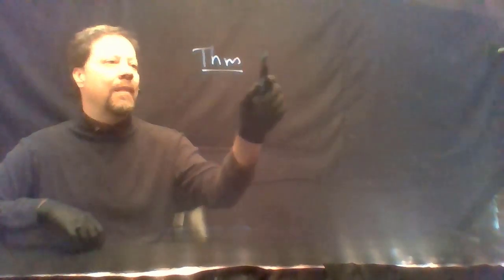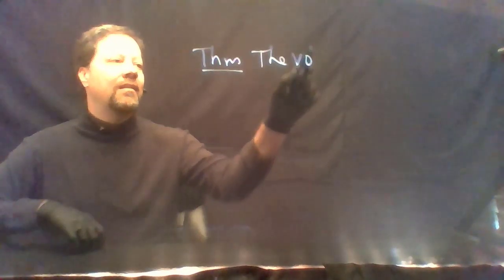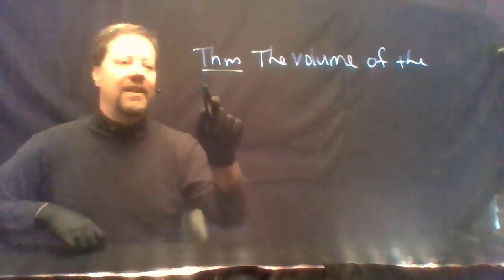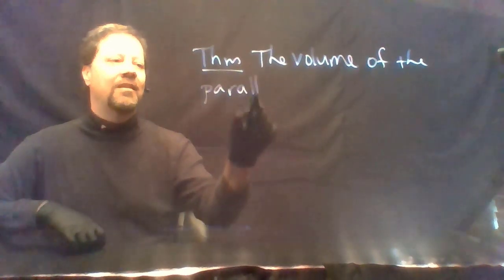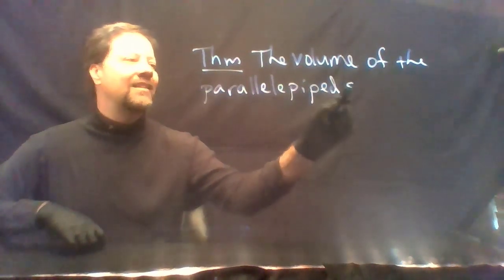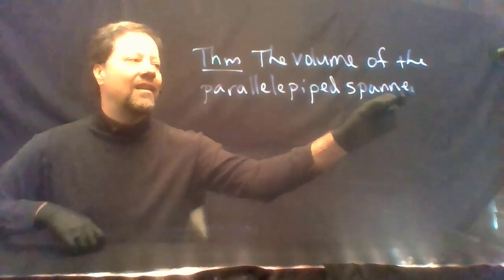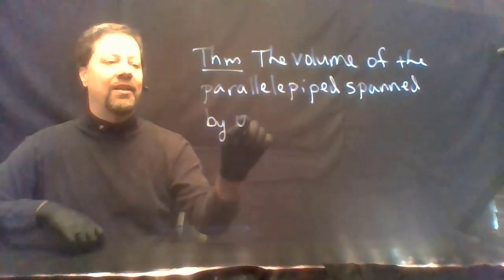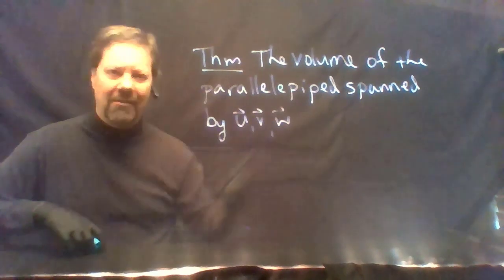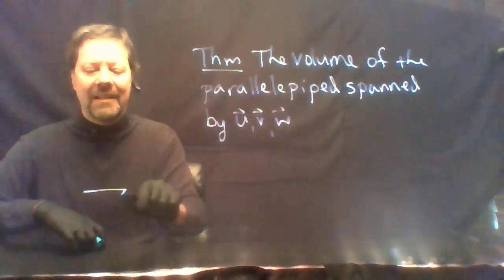It turns out there's a special geometric interpretation of the scalar triple product. It's contained in the next theorem. The volume of the, you're going to love this word, parallelepiped spanned by 3 vectors u, v, and w. Okay, what is the parallelepiped spanned by 3 vectors u, v, and w?